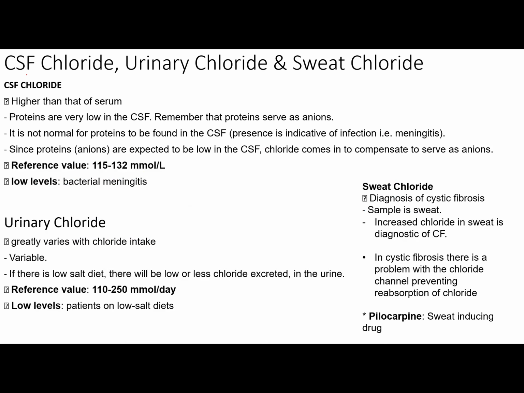Now let's talk about the three types of chloride in our body: the CSF, the urinary, and the sweat chloride. Now, CSF chloride, class, take note, is higher than that of serum. So it is higher than our serum or plasma. Proteins are very low in the CSF. Remember that proteins serve as anions. It is not normal for proteins to be found in the CSF.